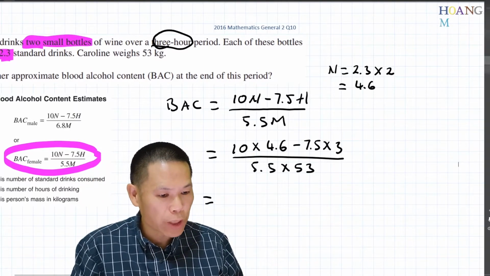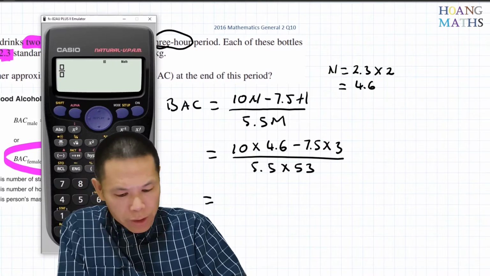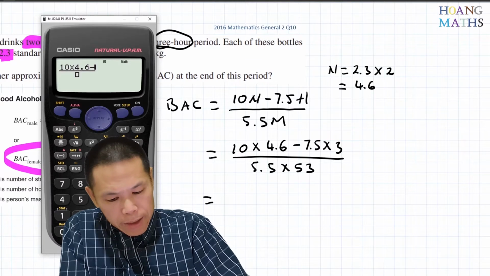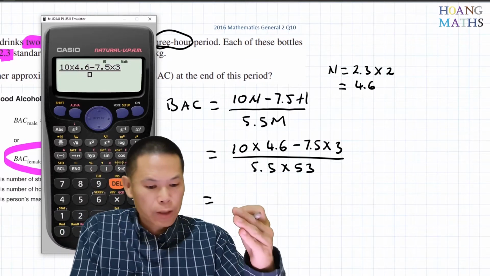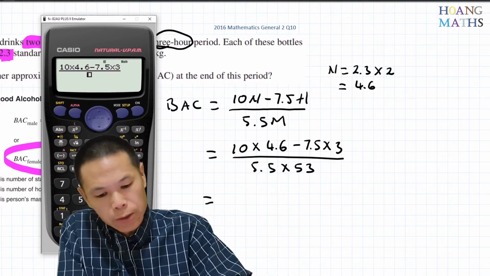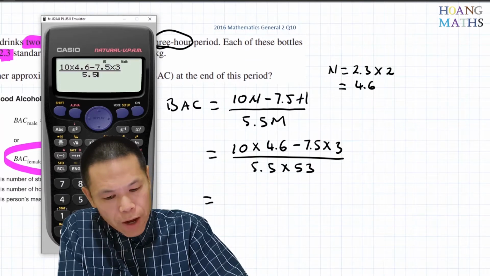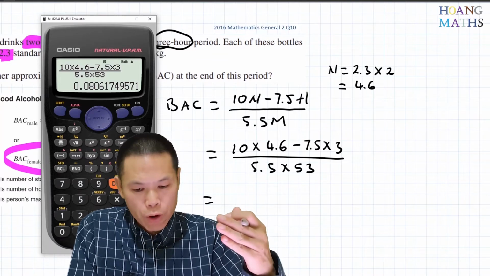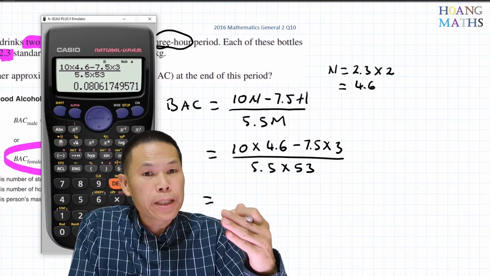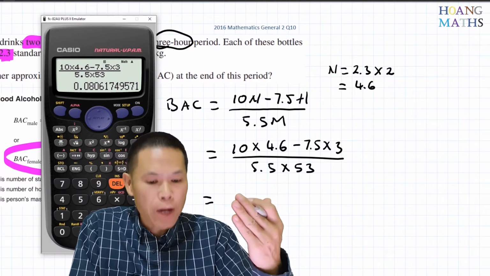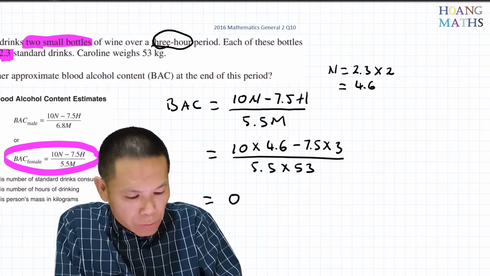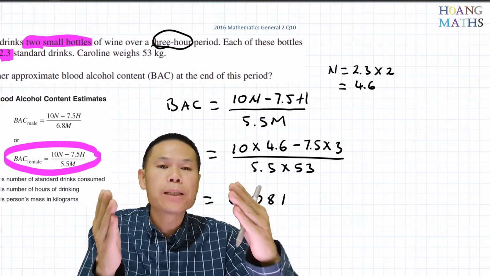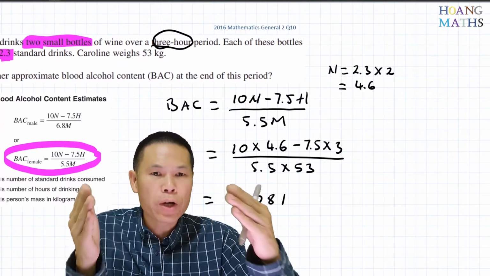So now just put it in the calculator. Fractions, 10 times 4.6 minus 7.5 times 3, and divide by 5.5 times 53. There you go. 0.081 to 3 decimal places, right? So 0.081. There you go. So this is the blood alcohol content for Caroline.